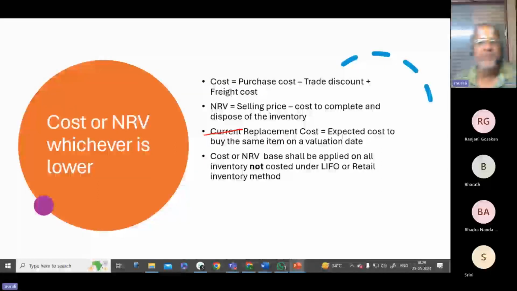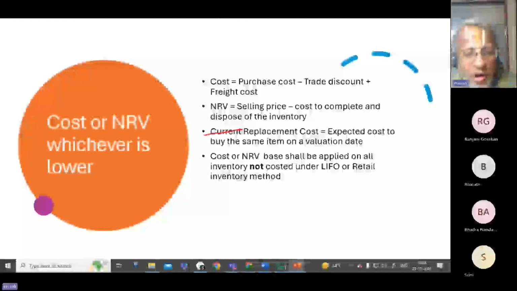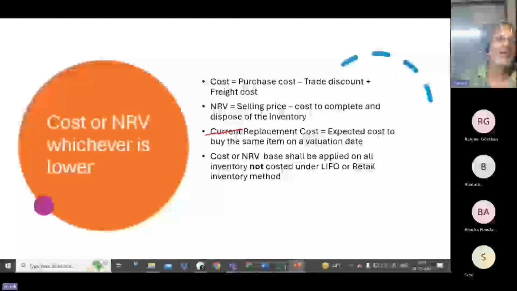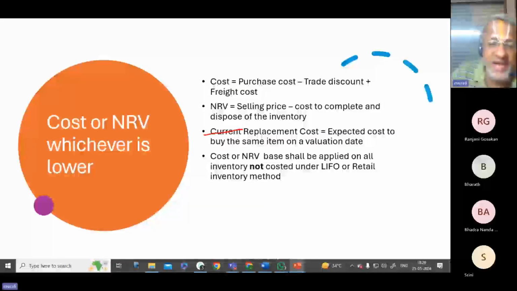Cost or NRV base shall be applied on all inventory not costed under LIFO or retail inventory method. What do you mean by that? Cost or NRV, whichever is lower, shall be followed only in the case of FIFO and weighted average, that is the average method. Instead of saying that this is applicable only to FIFO and weighted average, they have put it in the negative way. Cost or NRV base shall be applied on all inventory not costed under LIFO or retail method.